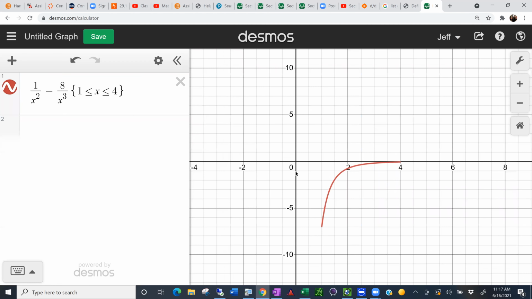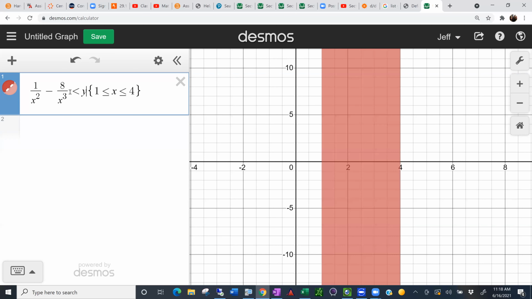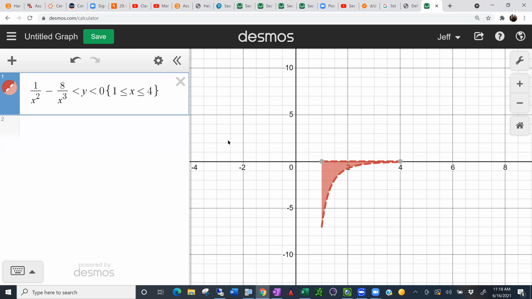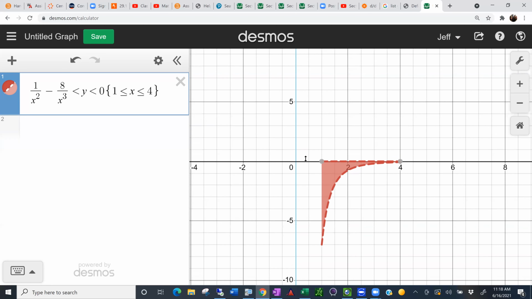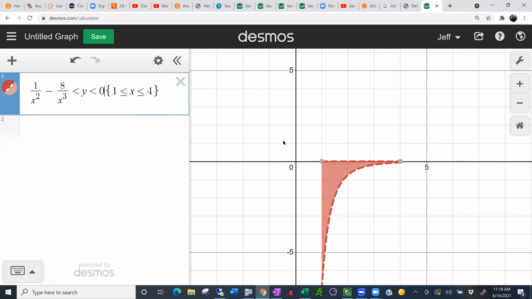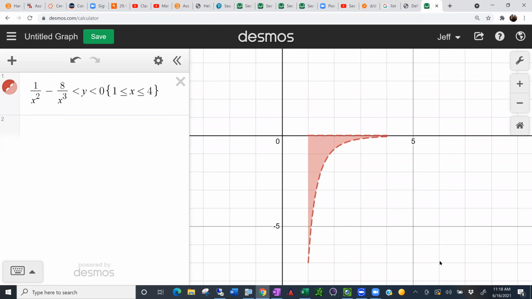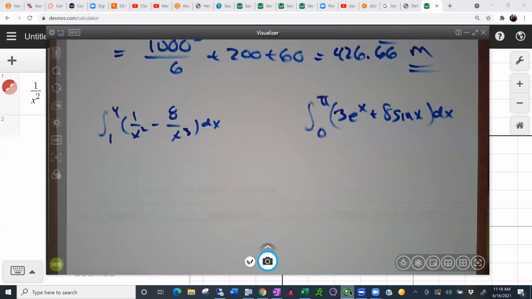Do you expect a positive or negative answer here? What would you think? Negative. Yeah, I'd say negative. All right, so let me see if I can shade this. There you go. So there's the area that you're dealing with, and this area lies below the x-axis, so you would expect a negative answer. Now, if you have that in mind, then you're not going to be surprised.